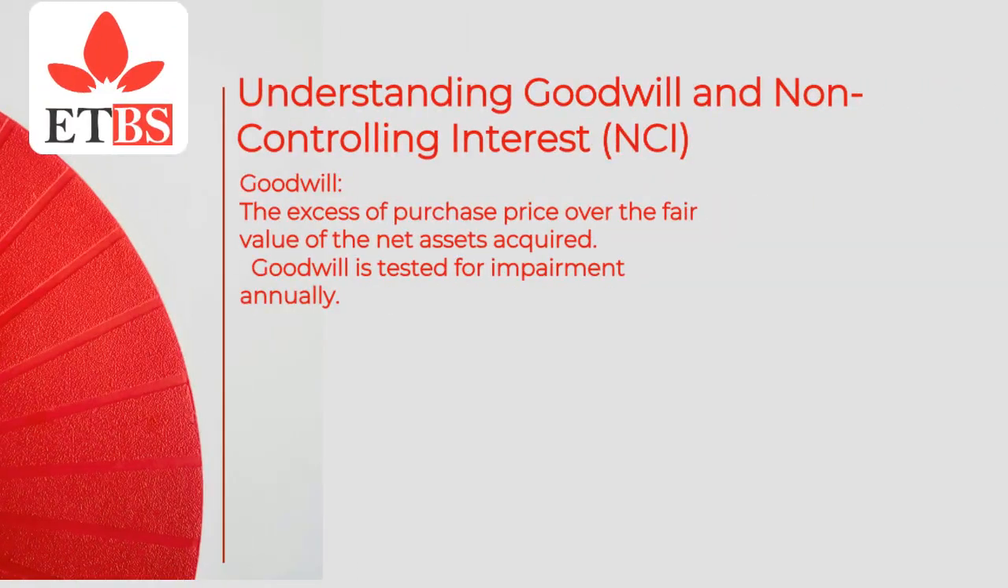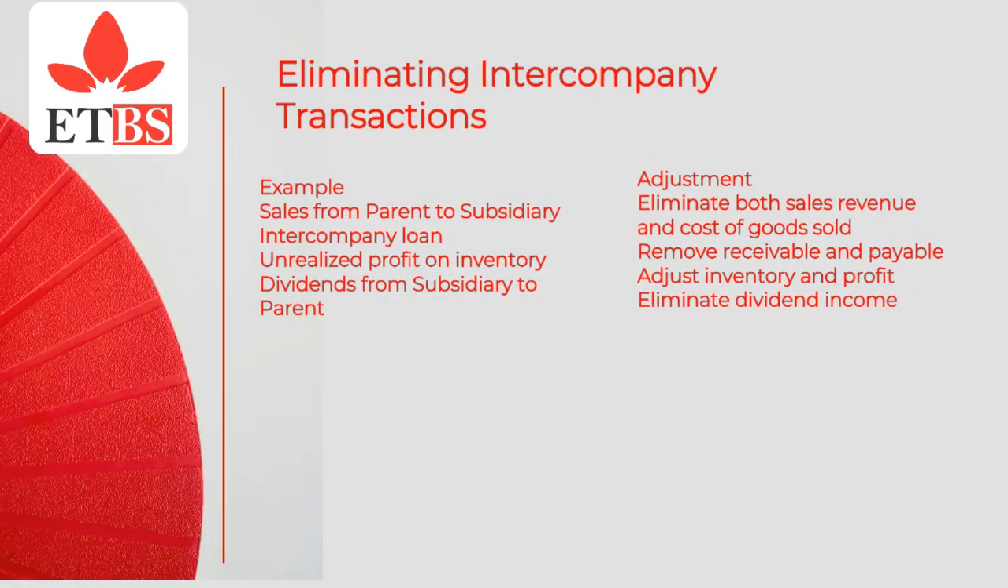Understanding goodwill and non-controlling interest. Goodwill: the excess of the purchase price over the fair value of the net assets acquired. Goodwill is tested for impairment annually. Non-controlling interest, NCI: the portion of equity in a subsidiary not attributable to the parent. There are 2 methods to measure it: proportionate share of net assets, and fair value method.